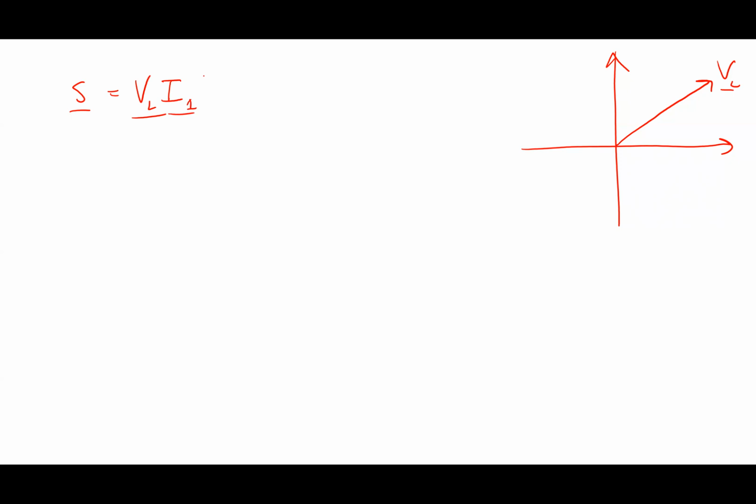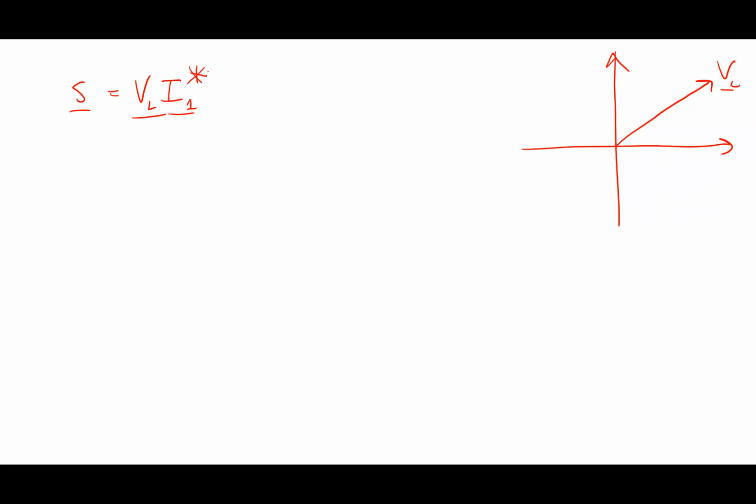So if I draw my phasor diagram, my voltage is somewhere over here. VL is over there. And I have to figure out where IL is. How do I figure that out? By using S. So what do I know with S? S is V I conjugate. And if I'm doing load one, I call that I1.